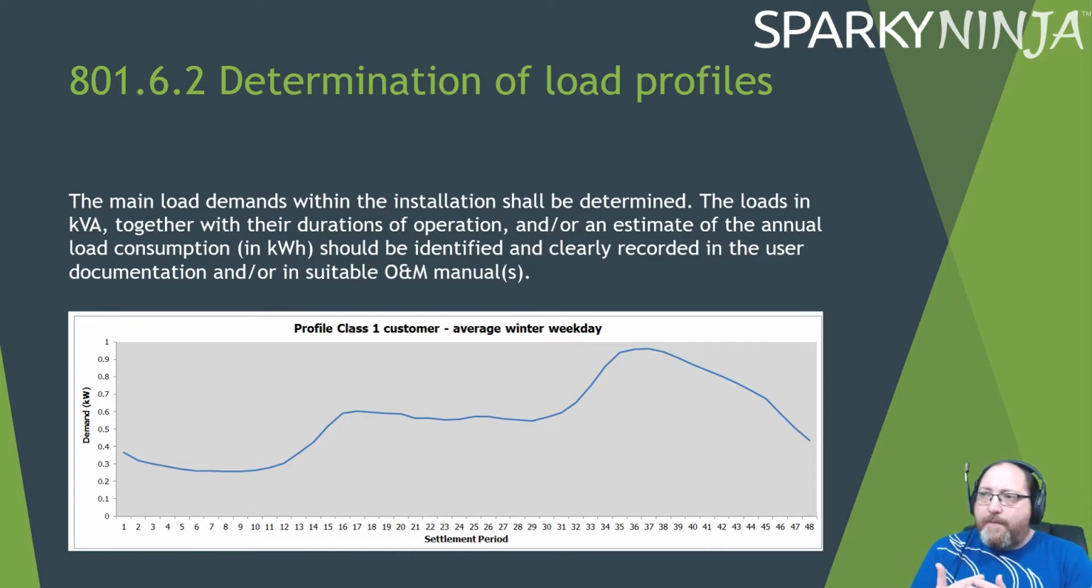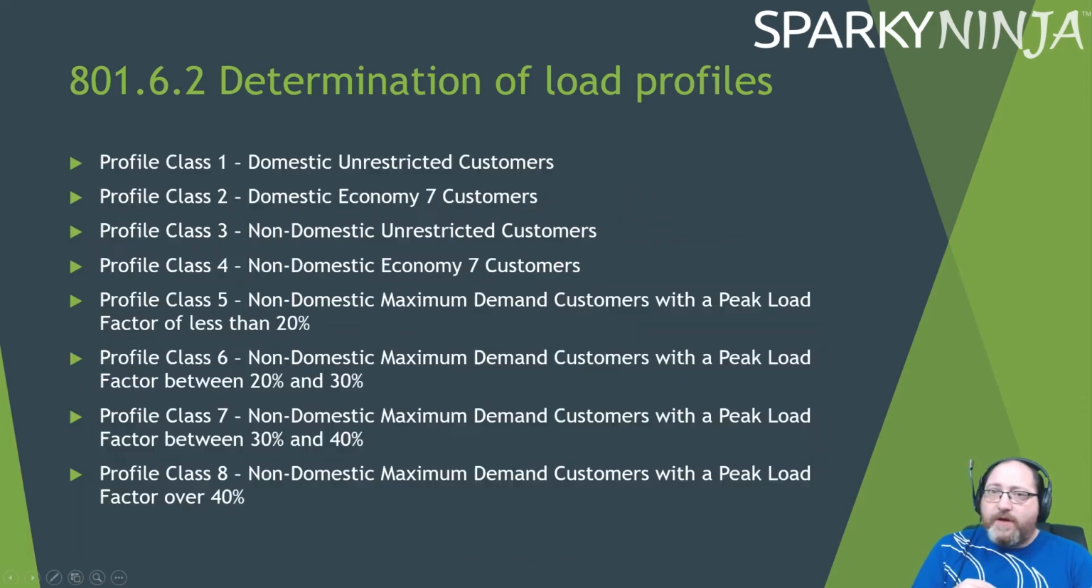We can have a low profile for a domestic. I've actually got another slide of it exampled here. So we can have a class 1, which is domestic unrestricted, class 2, which is domestic economy 7, where it's on a lower tariff. What we do then is we use equipment that will actually use the supply out of hours, which is better on the network, and will store the energy. These are examples of load profiling.